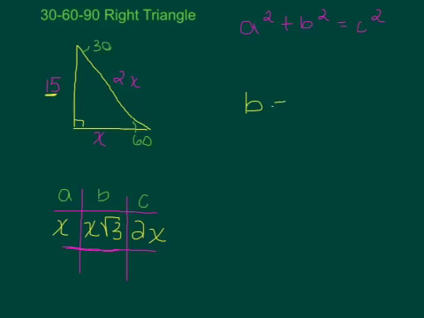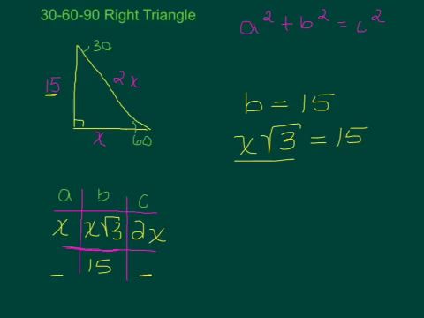is B, so x square root of 3 equals 15. So in this case, we need to solve for x so we can solve for A and for C, these other two side lengths. We know this is 15 already. Okay, so let's solve for x. Let's divide by square root of 3.